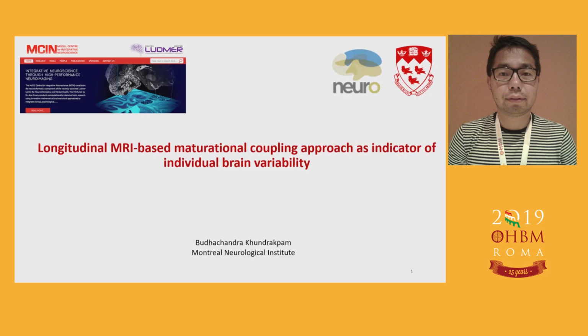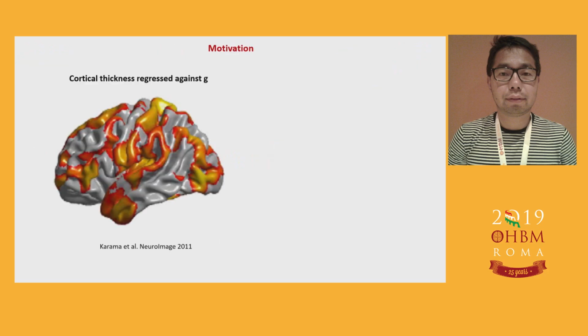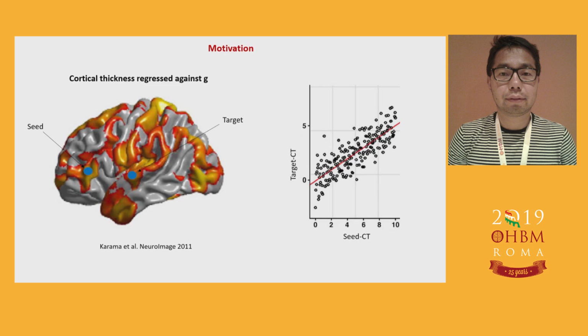So, as a motivation, when we talk about brain structure correlation with behavior, for example, here, cortical thickness regressed against g, the general factor of intelligence, you see all these highlighted regions. But what's more interesting is the correlation between a seed region here and another target region. So are there coordinated changes between these two regions of the brain, specifically during development? And what would that mean for studies in development?